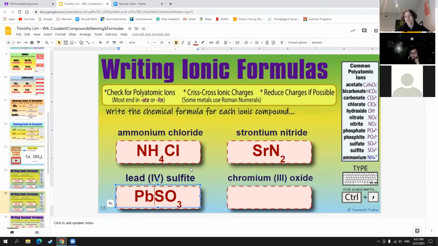So what's the total positive charge of this compound? +4? Yeah, because the charge of lead is 4, and that's the only metal here. And then what's the negative charge that we have going so far, with just 1 lead and 1 sulfite? It's -2 for sulfite. Yeah, but that's not balanced. We have +4 and -2. Remember, it's got to be 0 total. So what do you want to have more of?